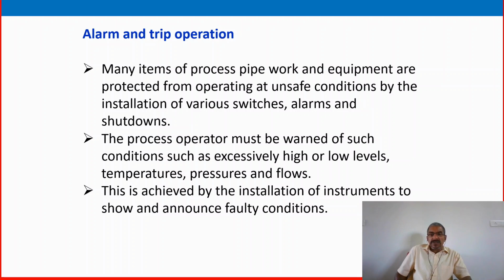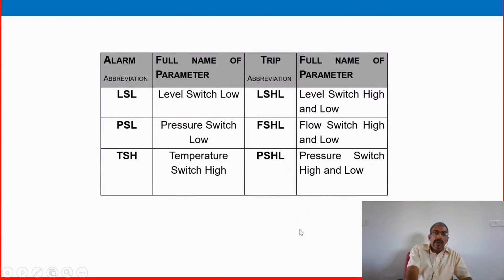The process operator must be warned of such conditions as excessively high or low level, temperature, pressure, and flow. This is achieved by the installation of instruments to show and announce faulty conditions. Some examples are given here in the plant.